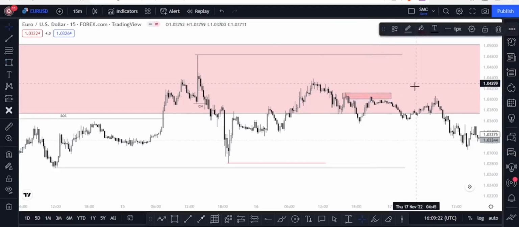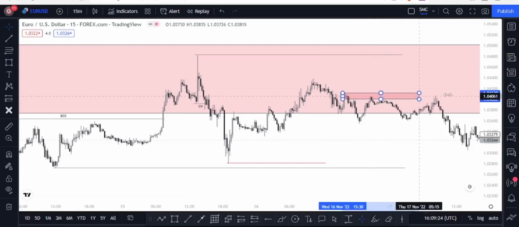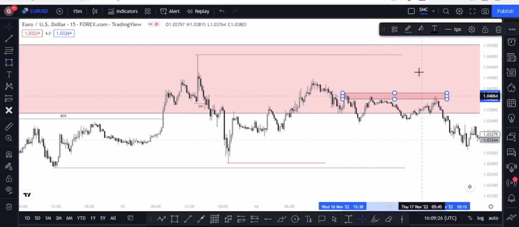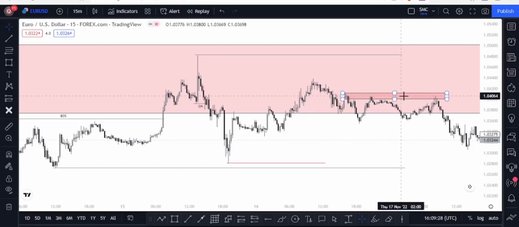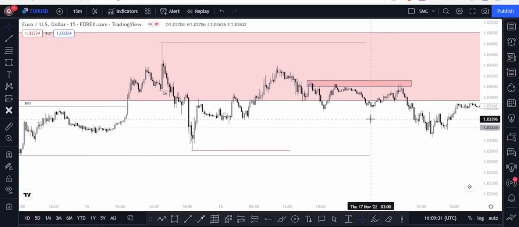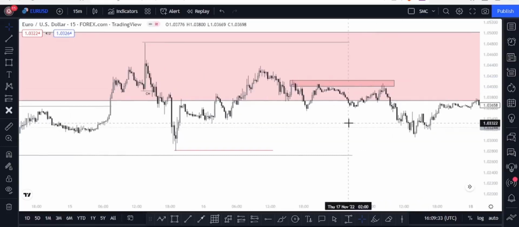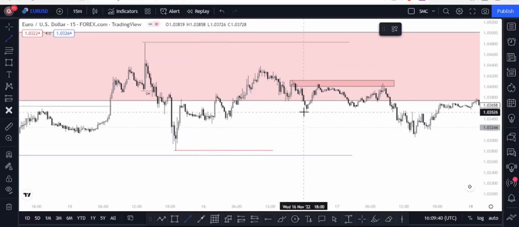As you can see, price went and took out that, reacted off of that OB and then dropped. I want you to understand that. Now, when it reacted off of that OB, this is your minor structure low here. This is your minor structure low.